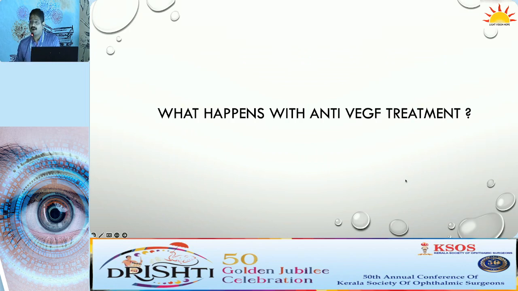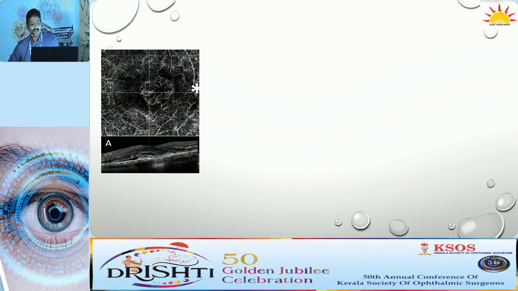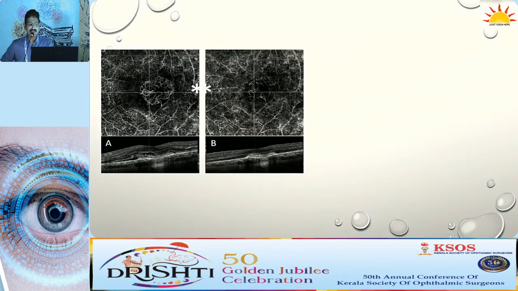So, what happens with the CNVM in OCTA with treatment? This is an image of OCT en face, and you can see the structural OCT where you can see the CNVM network. Now, after injection, the anastomosis and loops reduce. The number of capillaries that you see shrink down. The size of the lesion is almost the same.